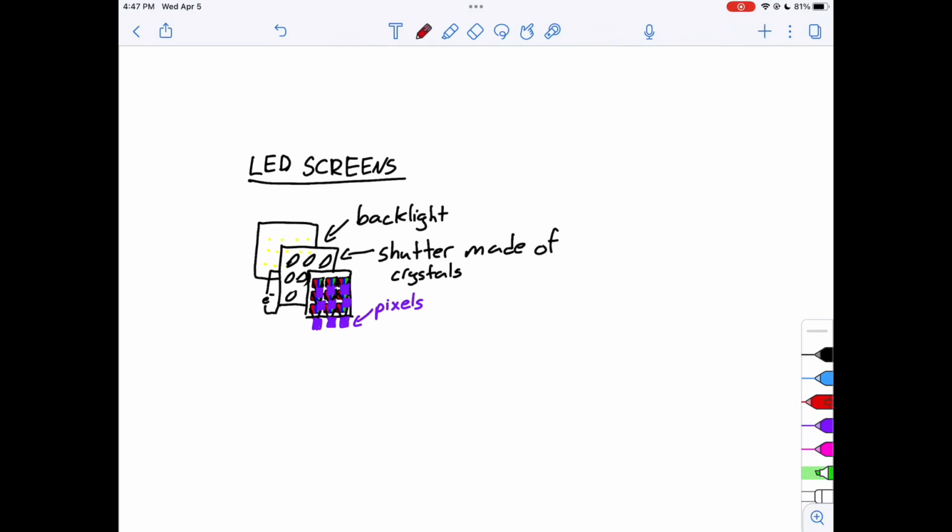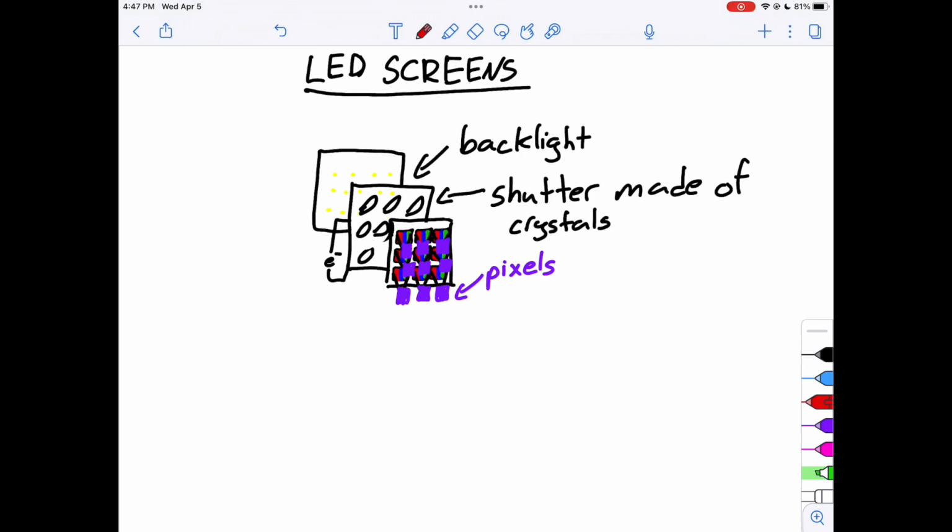So, classic LED screens work by passing current through a backlight, which is always on. So that's this part here. This light is then passed through a shutter, which is made of crystals, and that's connected to an external circuit, which is here. So depending on the angle of those crystals, the light will be passed through or not passed through to a certain degree.